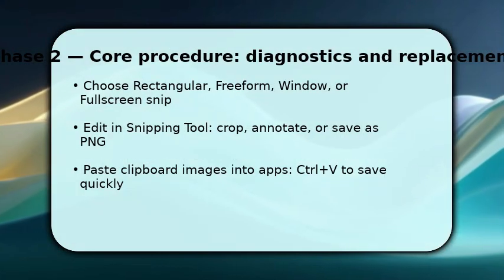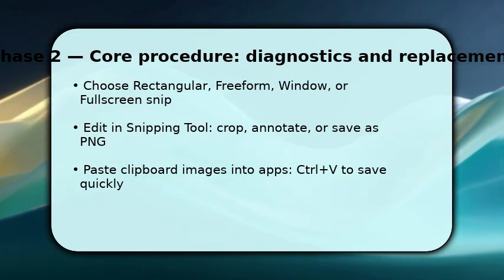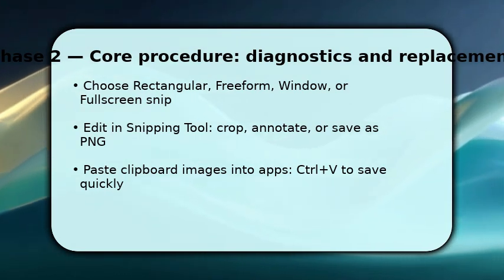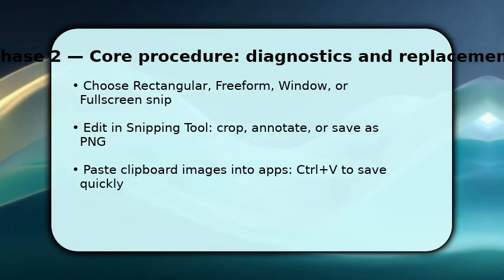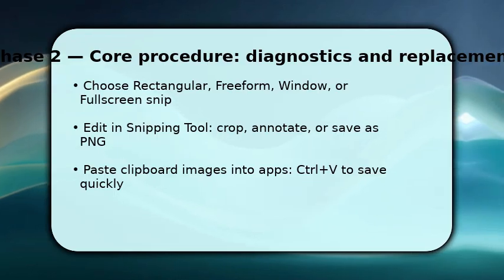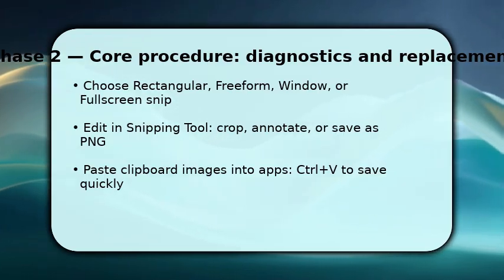Now you refine what you captured, so you end up with a usable file. After Windows plus Shift plus S, pick Rectangular or Window mode to precisely capture a region or an app window. This reduces clutter and file size.